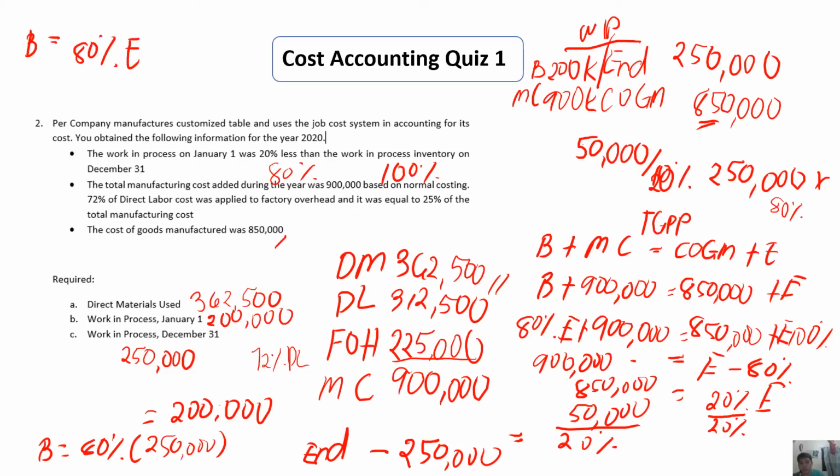Therefore, whichever method you use, the result should be the same. If you're in a hurry, you can use what I discussed earlier, but if you want to be sure, it's better to use this algebraic method. Whichever is applicable to you is fine, as long as the result is the same. So our result: direct materials, we have 362,500; work in process beginning, 200,000 pesos; and work in process ending is 250,000 pesos.